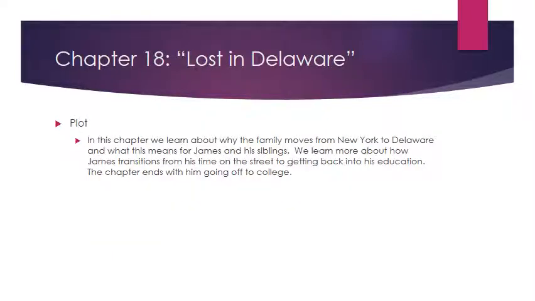So the general plot of this one is that it starts off talking about the reasons for the move from New York to Delaware, how and why that happened, and what it meant for James and his siblings. James is still the eldest one at home right now, so he still has his younger siblings there as well. We learn more about how James transitions from his time in the street to getting back to his education, how he saw this move as something that might be a positive thing for him, and it ends up being a positive thing for him.